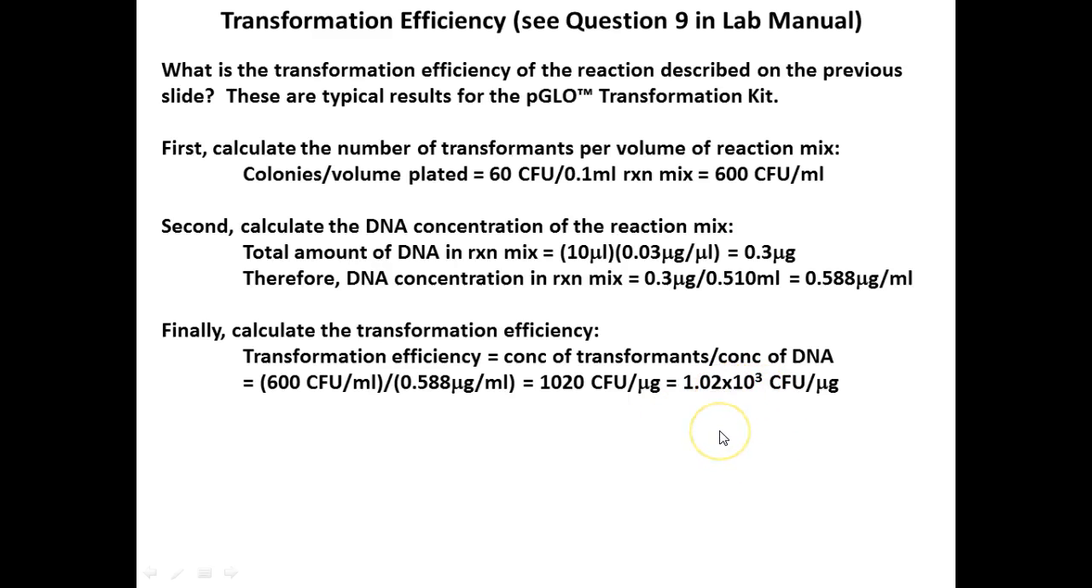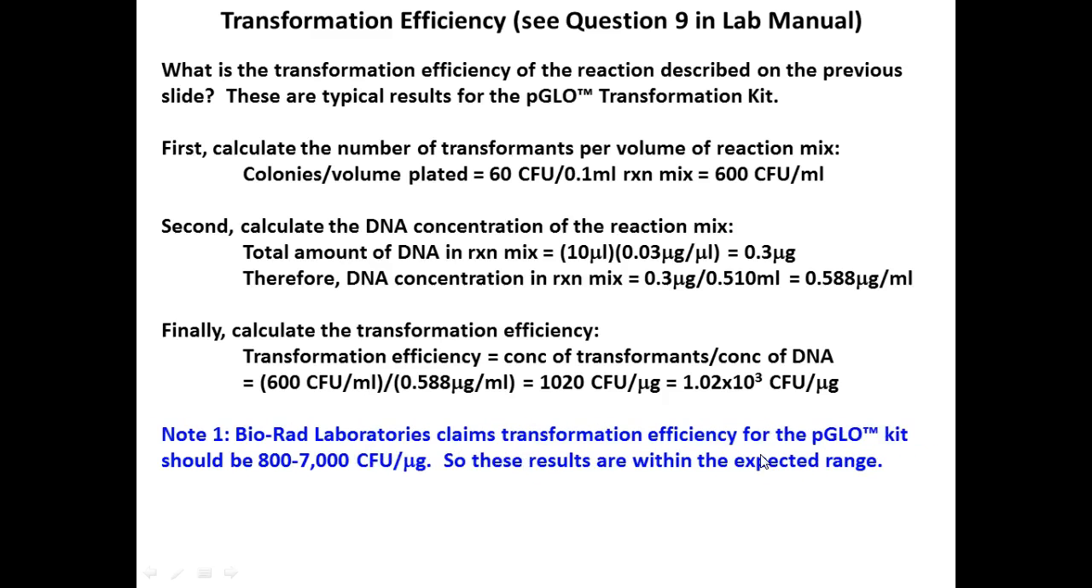So this is pretty good, right? And in fact, they say their system ranges between 800 and 7,000. I think that's a pretty big range, but we're definitely within that range if that's the type of results that we get.